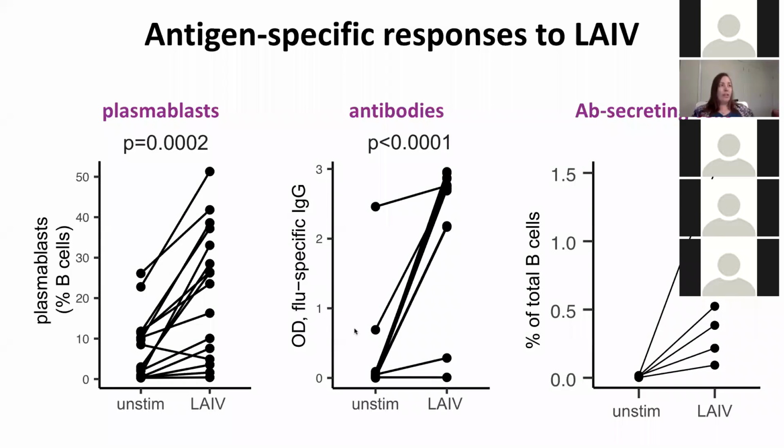We can also detect flu-specific antibodies being secreted into the culture supernatant. In this case, we're looking specifically at IgG, but we also see IgM and IgA production. And you can see most donors are producing flu-specific antibodies when we stimulate them with the vaccine, and not when we leave them unstimulated. In a subset of these donors, we looked for evidence of antibody-secreting cells by ELISpot, and indeed you can see that there's actually quite a bit of variation among individuals, but we always see more antibody-secreting cells when we stimulate with LAIV, and almost none in unstimulated control cultures.